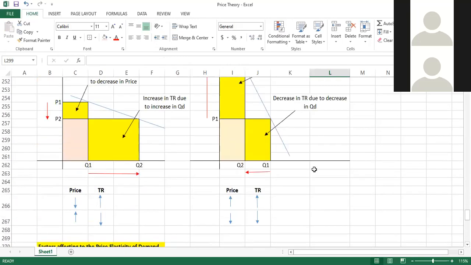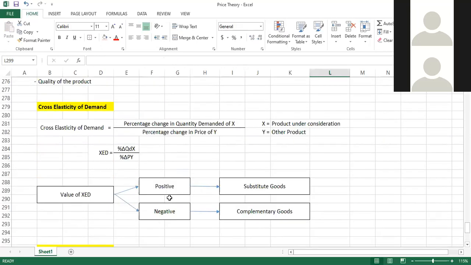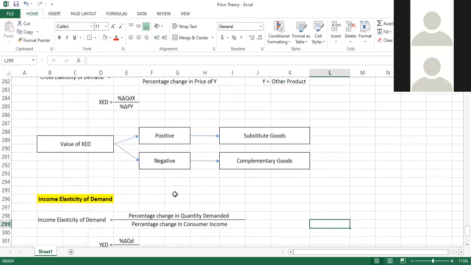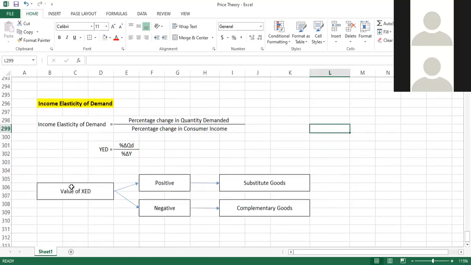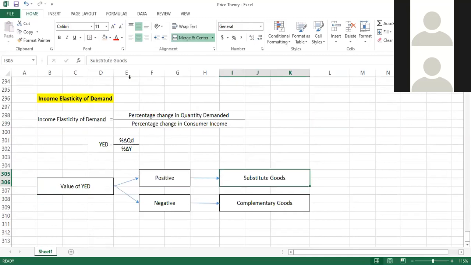And we discussed the value of PED is always negative. The value of cross elasticity of demand can be positive or negative. What about the value of income elasticity of demand? Positive or negative? Can be both. Yeah, that also can have both positive and negative values. It will be positive for which kind of goods? Luxury goods. Yeah, and actually we can say it is positive for any normal good.